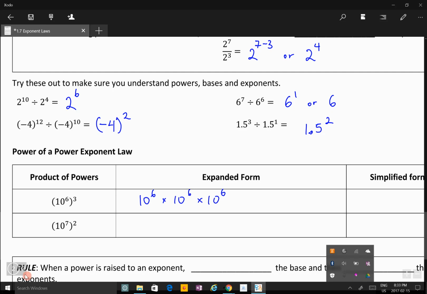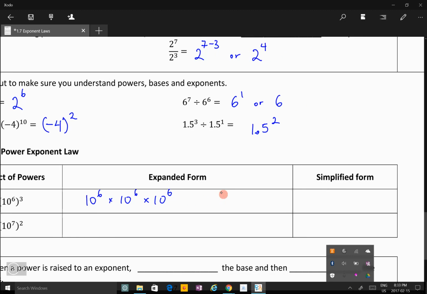So if you remember from the first part, if you have powers that are being multiplied with each other, they have the same base. So here you have the same base, 10, 10, and 10. All you have to do is add their exponents. So 6 plus 6 plus 6. So in simplified form, I have 10 to the power of 18. 6 plus 6 is 12, plus another 6 is 18.